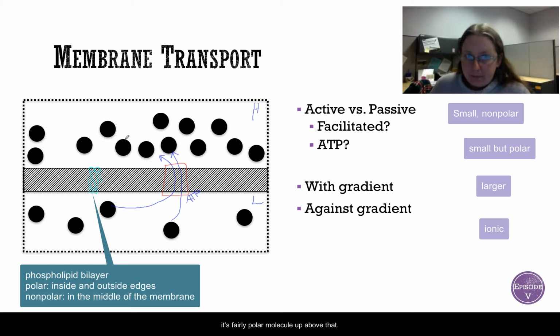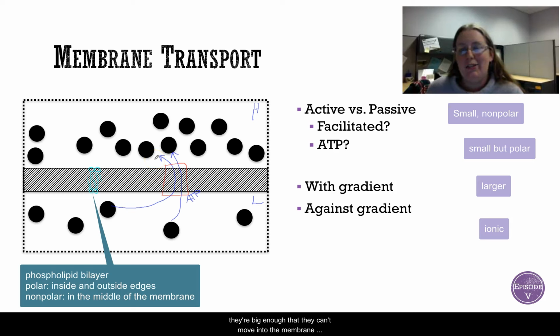Up above that, you have molecules that are large and polar, or nonpolar in this case. It doesn't really matter, but if they're big enough that they can't move into the membrane very easily, such as sugar, for example, then they're simply not going to cross the membrane via these methods. They will have to go through a channel. So we move from direct simple passive transport to facilitated passive transport, or to active transport, depending on which way you're moving as far as the gradient is concerned.